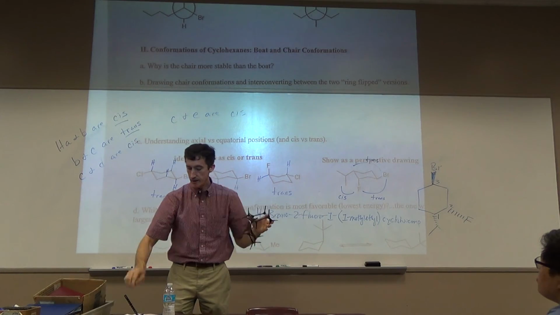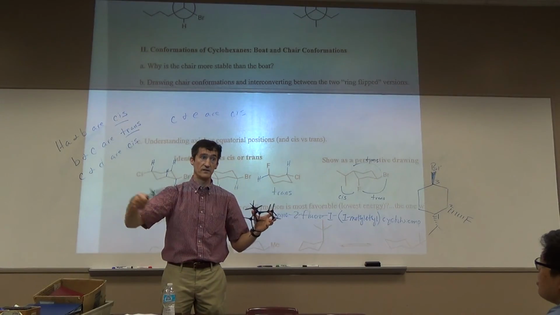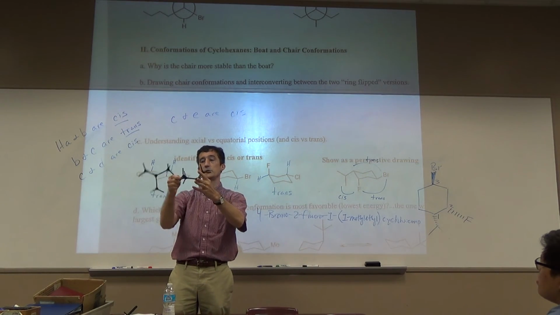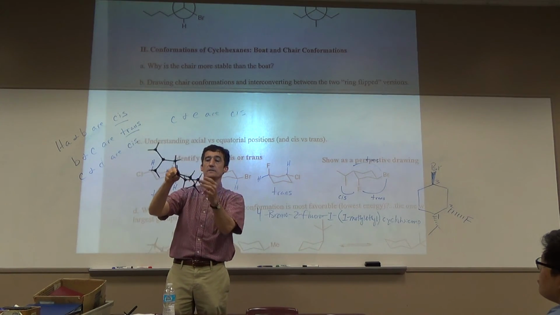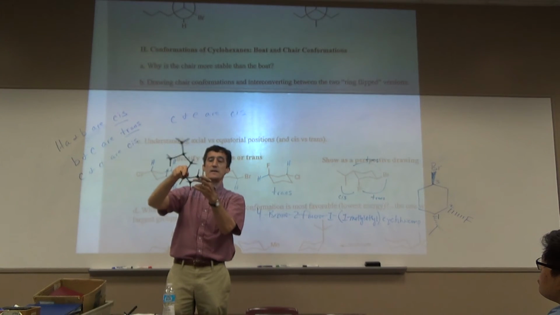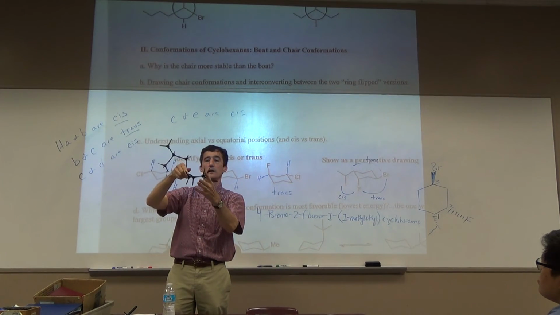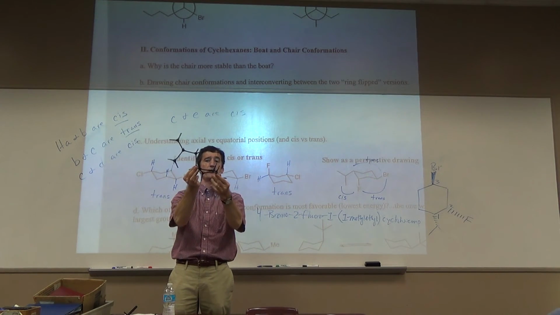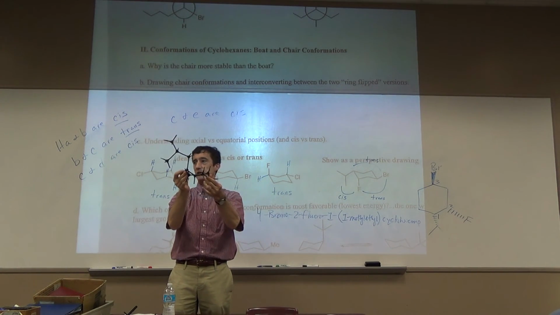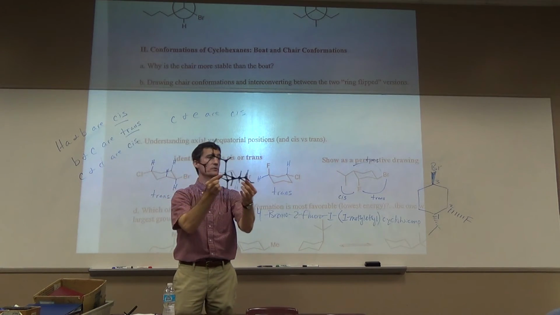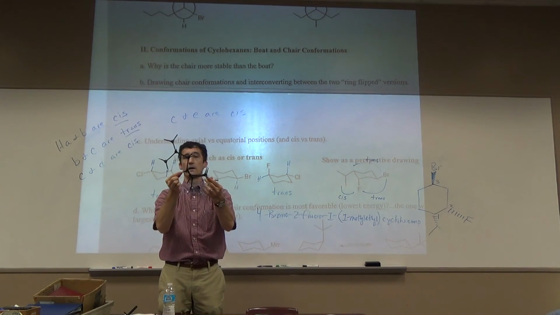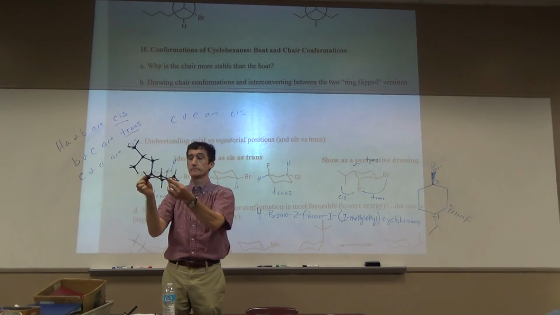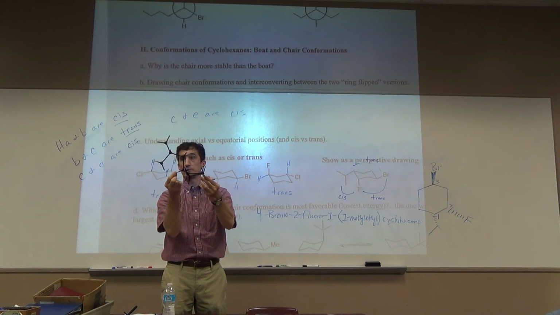Here we were doing rotations. This can't rotate because it's in this ring. What it can do though is this can come up and this can come down. That's called a ring flip. Now when I do the ring flip, I'm in another chair, but this chair is different because now the big old isobutyl group is what? Axial. It's now axial. And the H is equatorial.